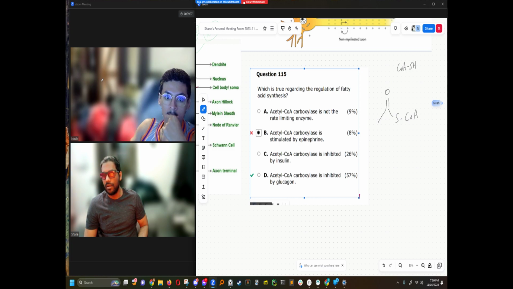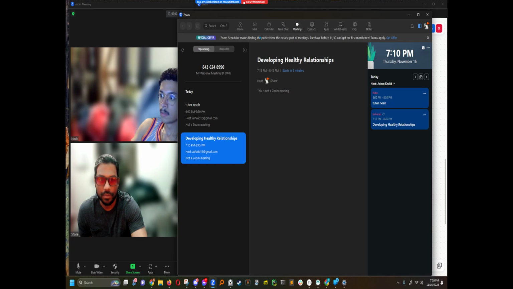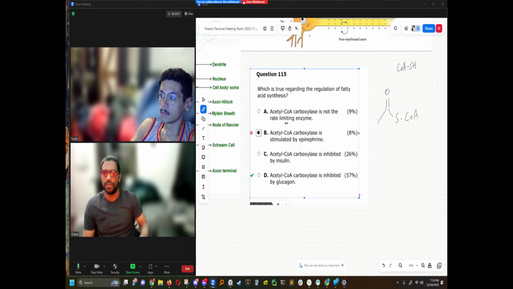Basically all of the biological macromolecules, like proteins, carbohydrates, fats, at some stage of their metabolism turn into acetyl CoA. So that's why acetyl CoA is a molecule that's going to come up a lot.